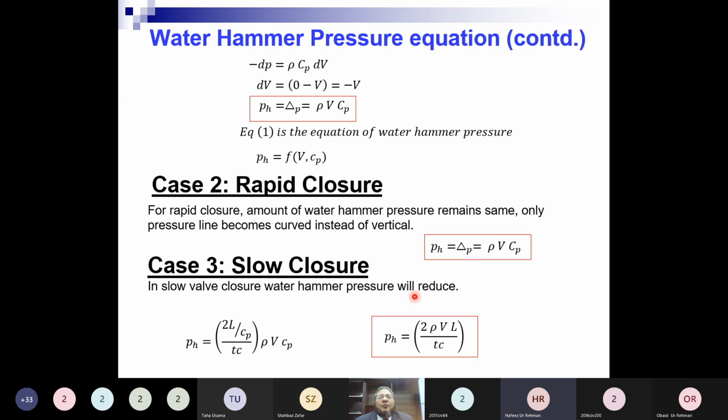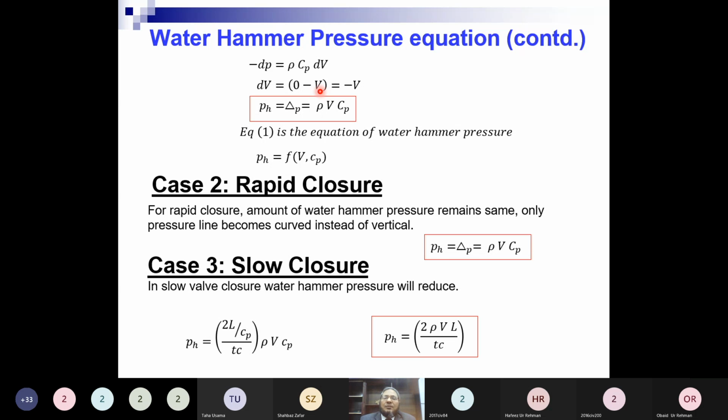So further, when we simplify this equation, it becomes minus dp is equal to rho Cp dv. Dv is the change in velocity. So how was the initial velocity? This is V2 minus V1. Initial velocity was V.